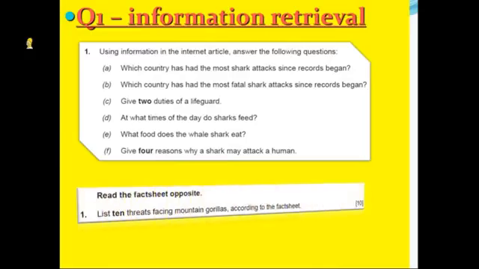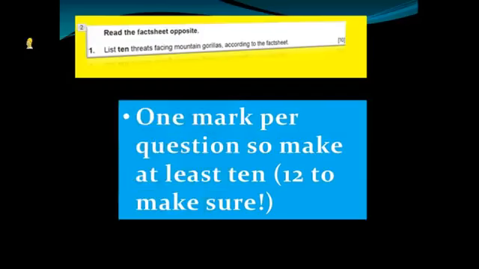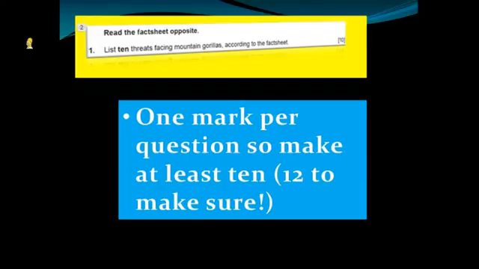Or you'll get a list question. Read this fact sheet opposite, list 10 threats facing mountain gorillas according to the fact sheet. If you get that one, then all you need to do is note down your answers. You just bullet point 10 things. A little tip: I would see if you could bullet point maybe 12 things. That means if you repeat something, or you don't quite get the right end of the stick on one, you've got those 2 almost in the bank as backups.